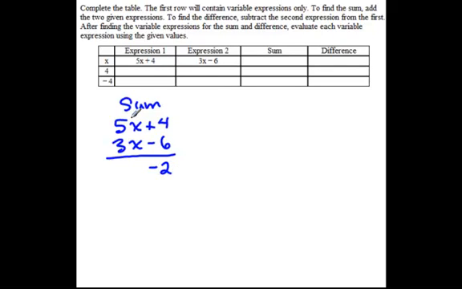Here, both the 5x and the 3x are positive, so that's both like money you've got. So I have a 5x plus 3x, that gives me a total of 8x. And that's the answer for your sum.